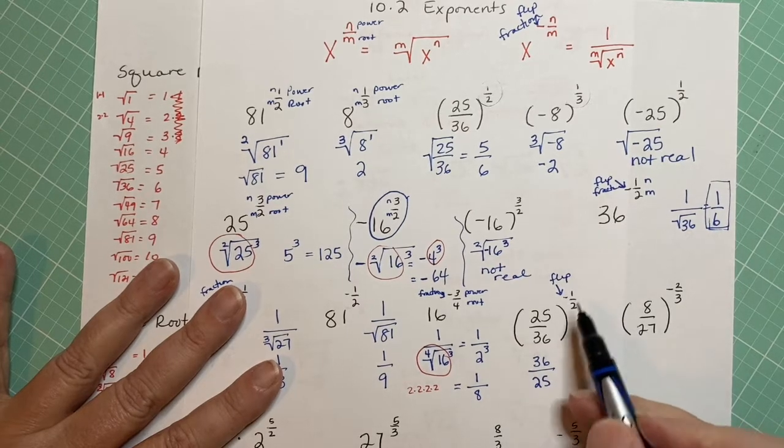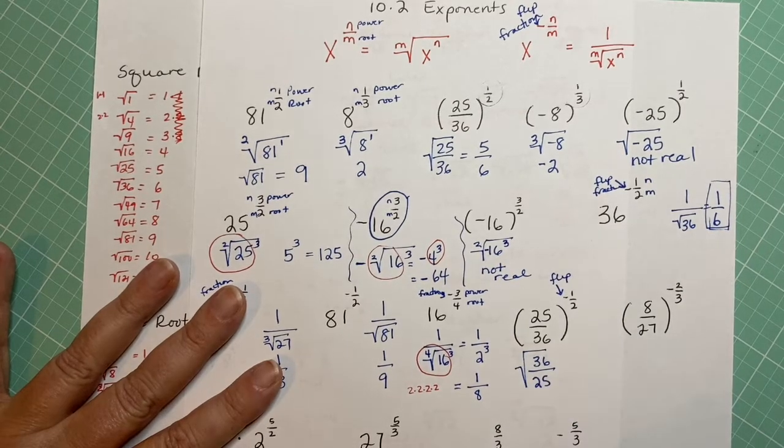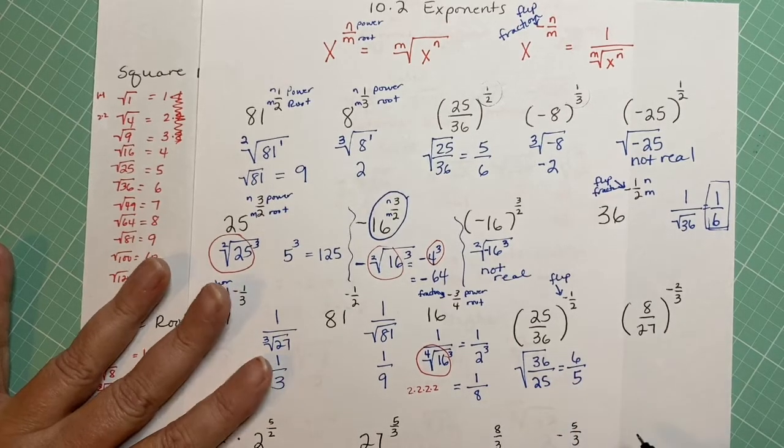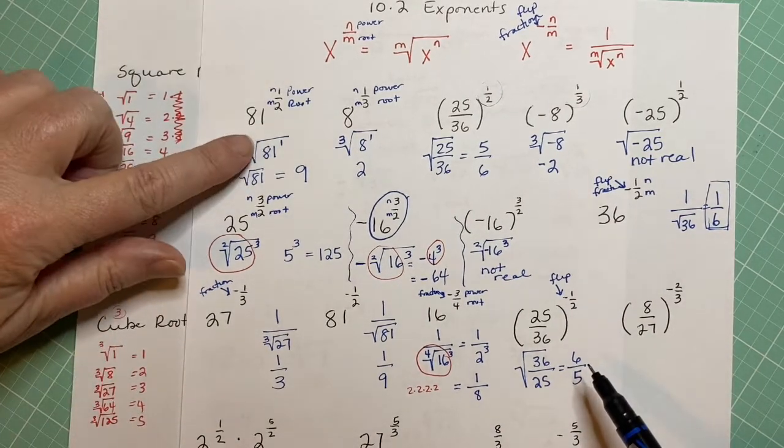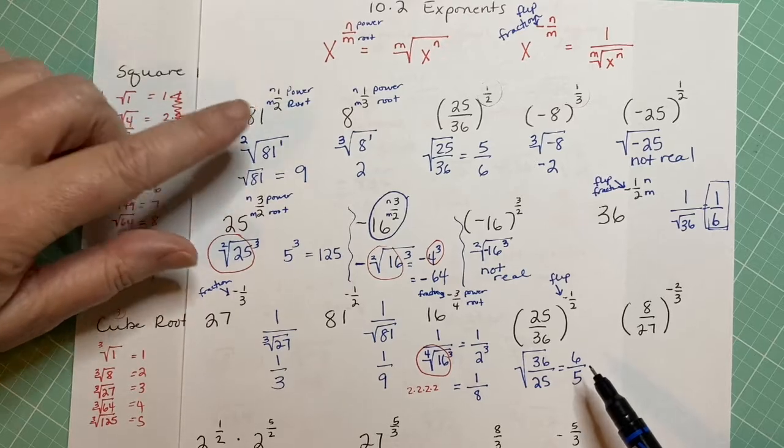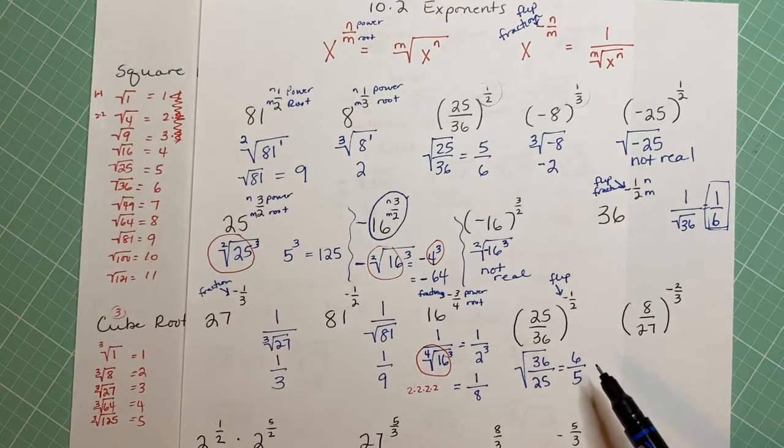And then 1/2, remember 1/2 is just a square root. So the square root of 36 is 6, and the square root of 25 is 5. So the negative flipped it, and the 1/2 meant square root. Remember we talked about up here that a 1/2 is a square root and a 1/3 is a cube root.